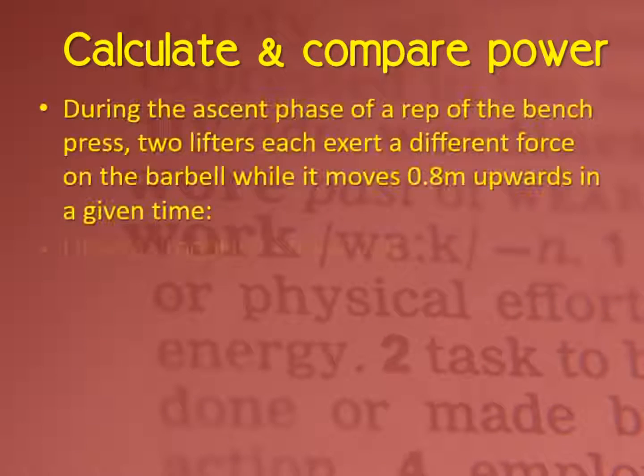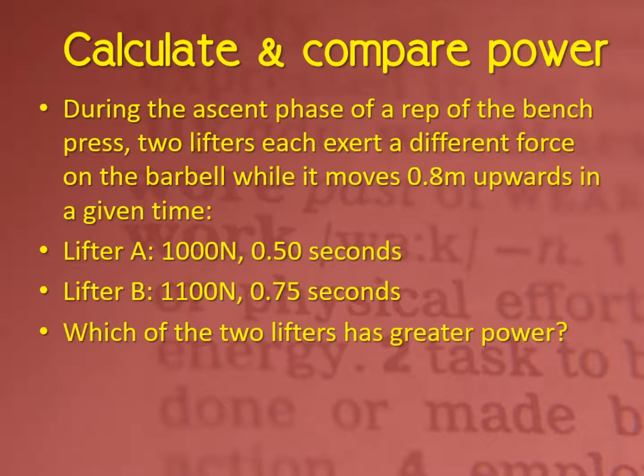So let's finish off with one final example. During the lift of a bench press, two lifters each exert a different force on the barbell while it moves 0.8 meters upwards in a given time. And there you see lifter A gives a force of 1000 newtons for 0.5 seconds. Lifter B gives a force of 1100 newtons for 0.75 seconds. So which of these two lifters has the greater power?